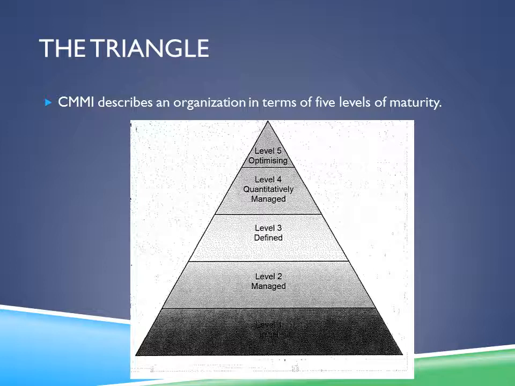So, the triangle. CMMI describes an organization in terms of 5 levels of maturity. And these 5 levels of maturity are represented by the triangle in the figure below. The first level, which might be hard to see because the picture uses a very dark coloring at the bottom, is level 1, the initial; level 2 is managed, level 3 is defined, level 4 is quantitatively managed, and level 5 is optimizing. I'll go through each of these levels in depth in the next slides.